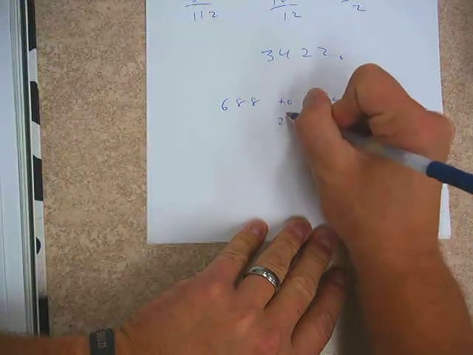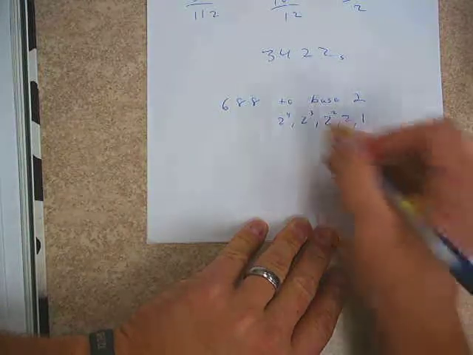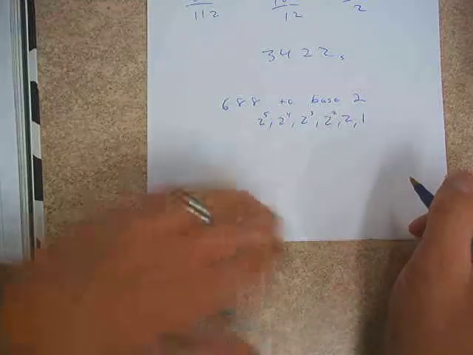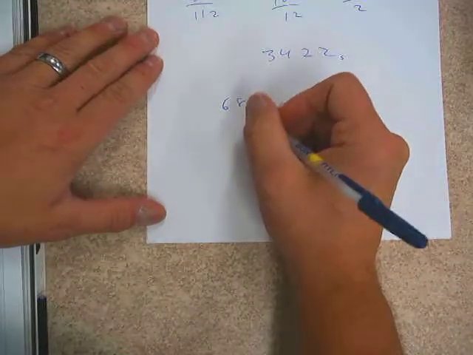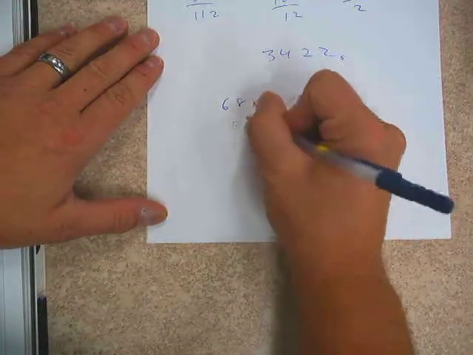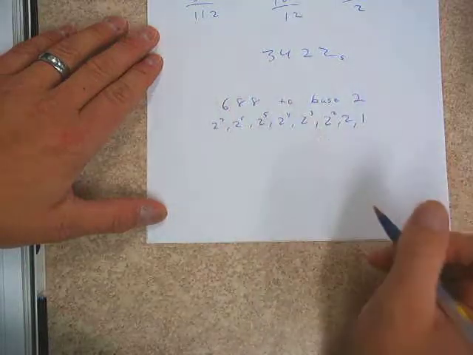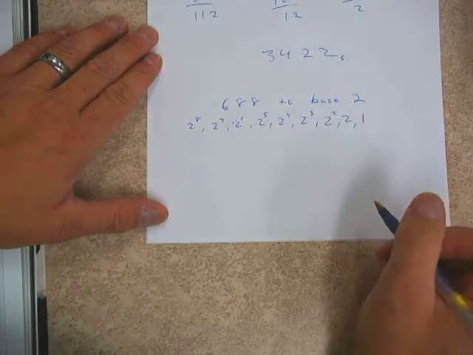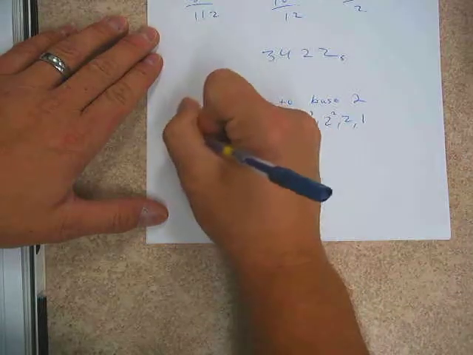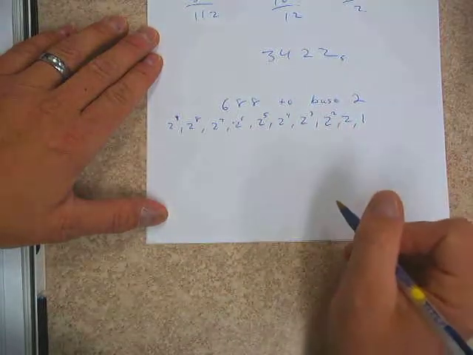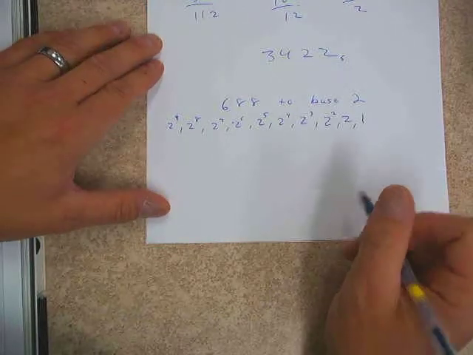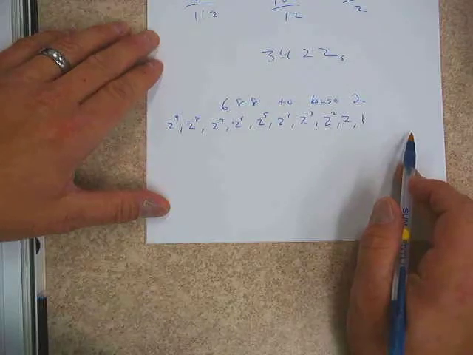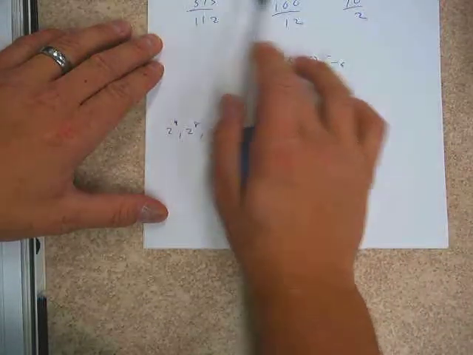2 goes into 688. 2 squared, which is 4, goes in there. 2 cubed, which is 8, goes in there. 2 to the 4th, which is 16, still goes in there. 2 to the 5th is 32. That goes in there. 2 to the 6th, 64. That goes in there. 2 to the 7th is 128. That goes in there. 2 to the 8th is 256. That goes in there. 2 to the 9th is 512. That goes in there. Okay, 2 to the 10th would be 1024.